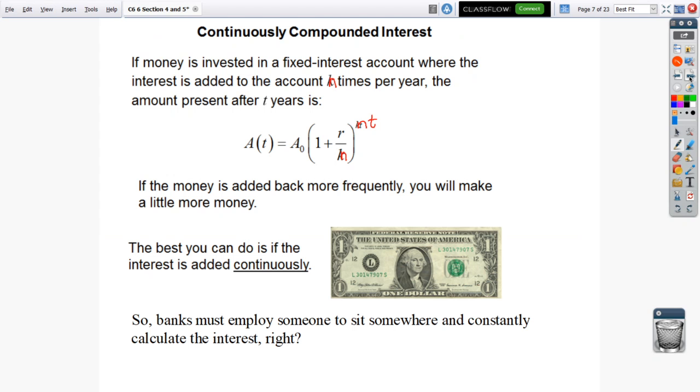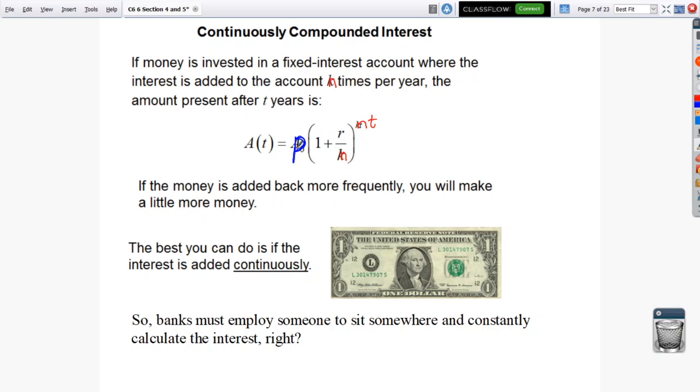Another application is interest in an interest-bearing account. If money is invested in a fixed interest account where the interest is added to the account n times per year, the amount present after t years is A of t is equal to A naught times quantity of 1 plus r over n to the nt power. In general, we don't refer to the A naught as A naught. We refer to it as P for the principal amount in the account.